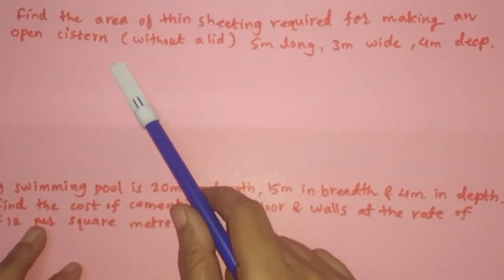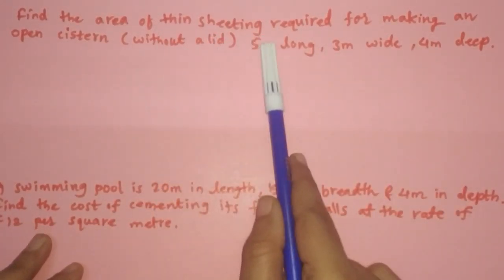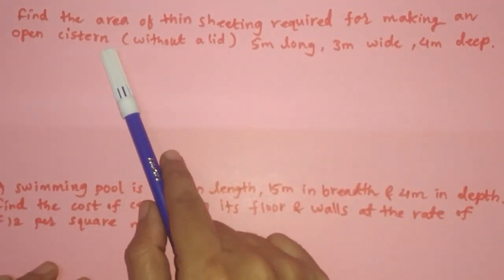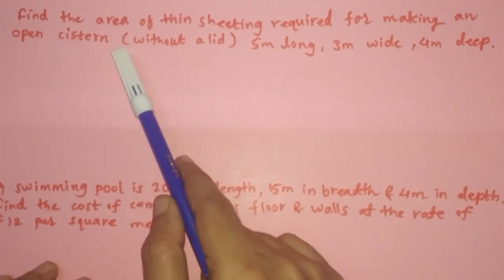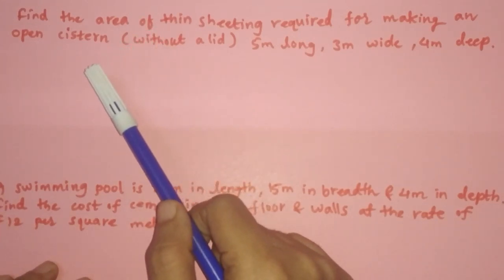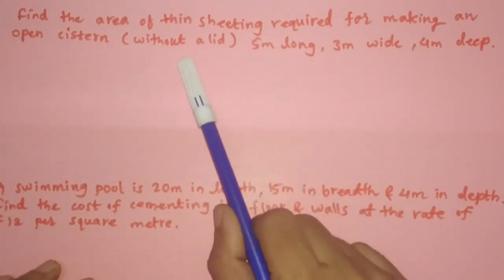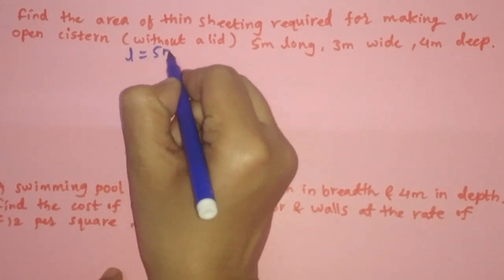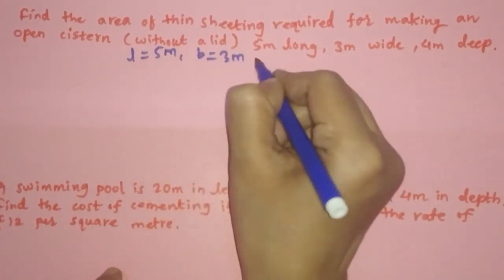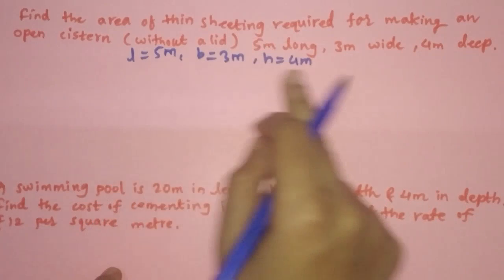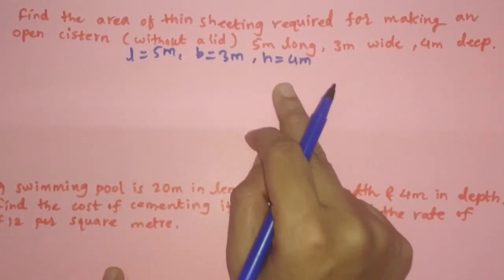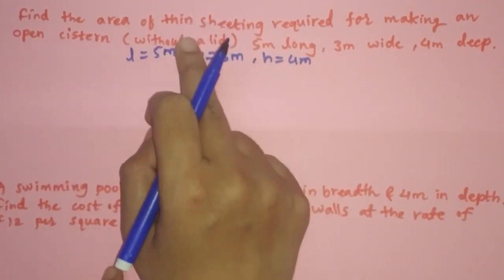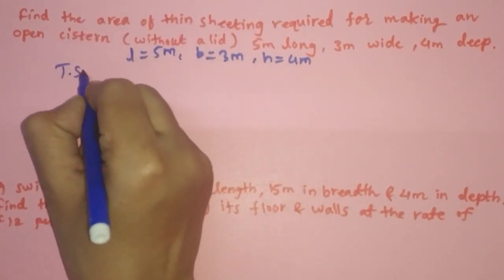So friends, the next question is: find the area of a thin sheeting required for making an open cistern. Here open cistern means the cistern, which is generally a word used for a storage tank, doesn't have a lid. Its length is 5 meter, breadth is 3 meter, and height is 4 meter, and all the dimensions are in meters. So we can proceed here. We have to find its total surface area, but we don't have to consider its lid. So first of all we'll write the formula.